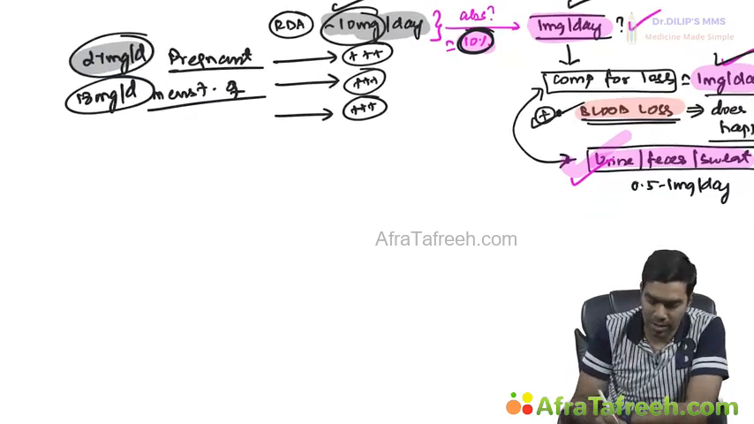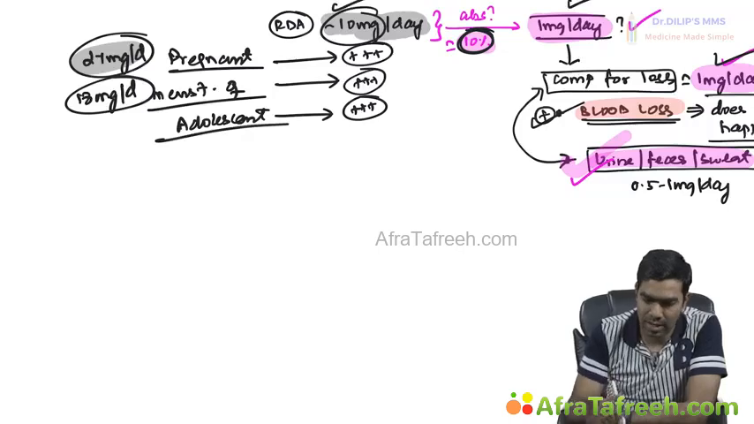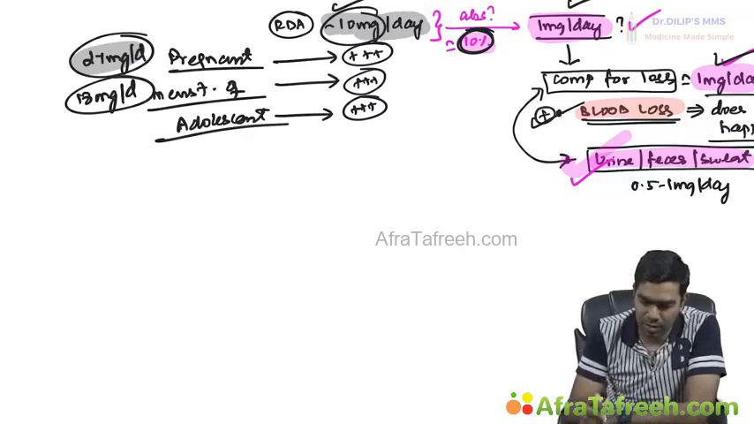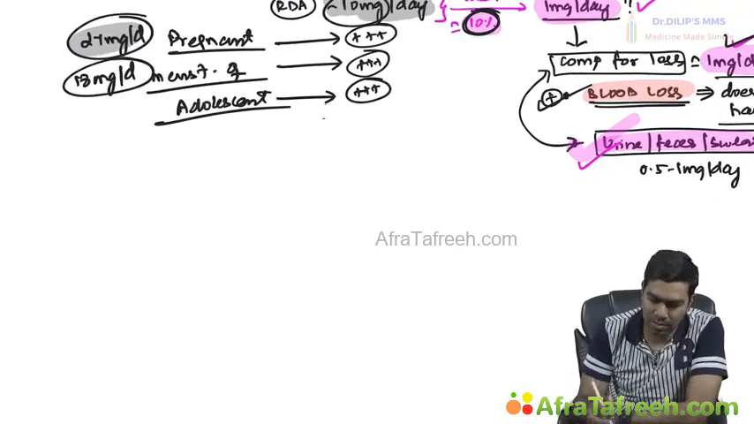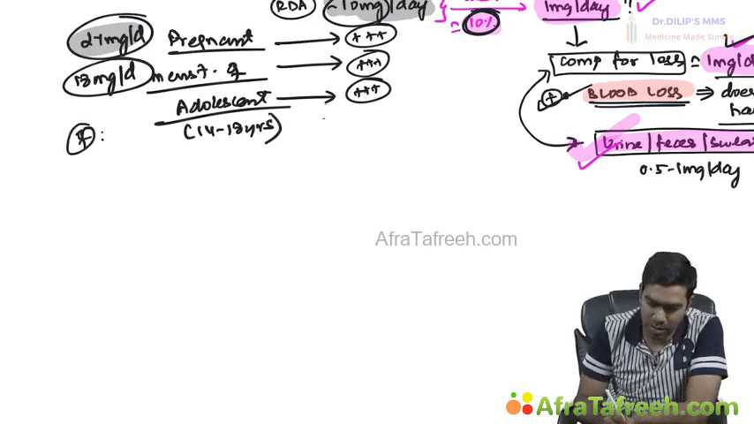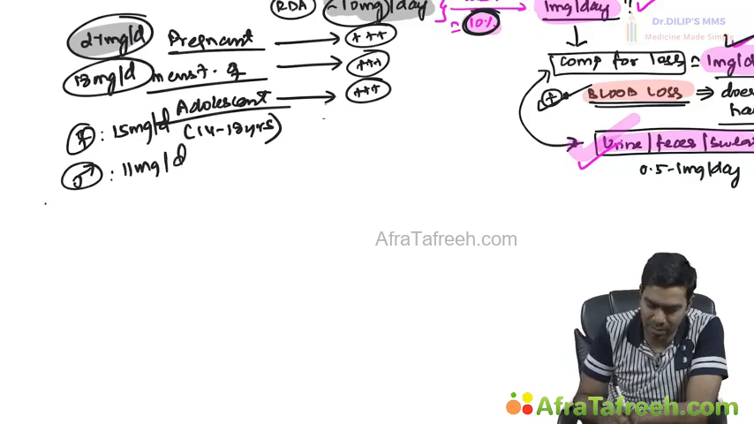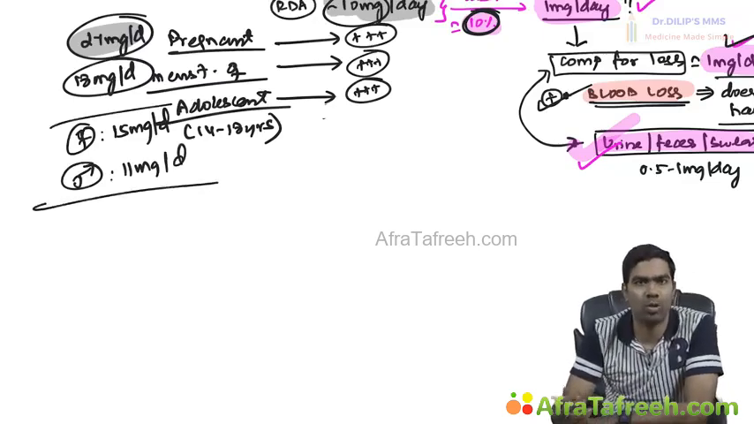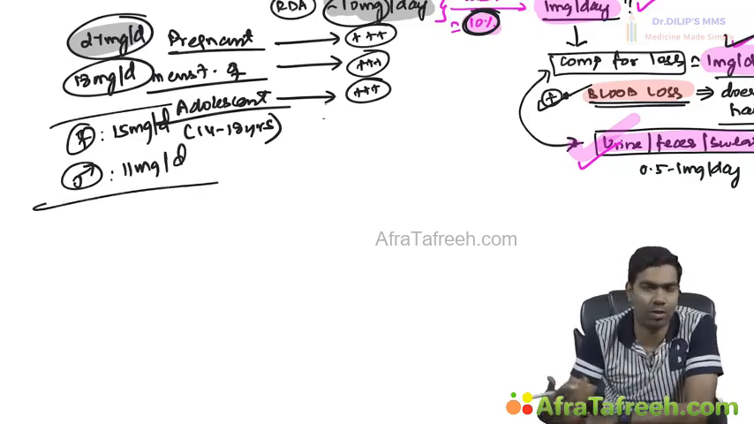The third, typically in the adolescent population. This is very important, because typically in the 14 to 18 years age group, the female population may need up to 15 milligram per day, and the male population may need a little less, that is 11 milligram per day, for the growth spurt and the growth of the tissues in the body because of the action of the other hormones.